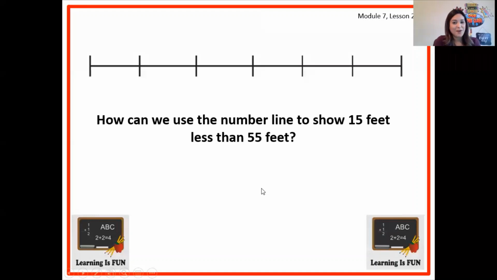There was more, but guess what? This one's a little different because now let's read what this one says. How can we use a number line to show 15 feet less than 55 feet? So this one wants you to show less. What do you think we can do? That's a little tricky.